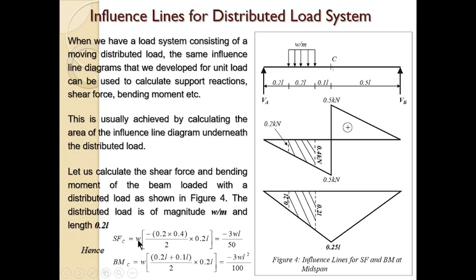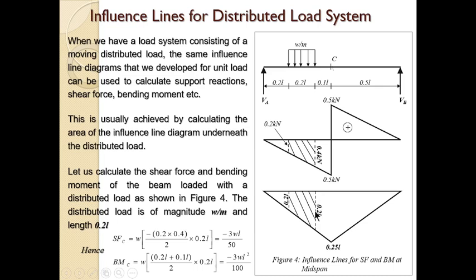That is why we say shear force equals W, the magnitude of the load, times the area, which is half the sum of the two parallel sides, 0.2 and 0.4, so 0.2 plus 0.4 divided by 2, and then times the length from here to here, which is 0.2L. So we multiply by 0.2L. The minus is to show that the shear force is on the negative side. When we do all this, we have minus 0.06 WL.